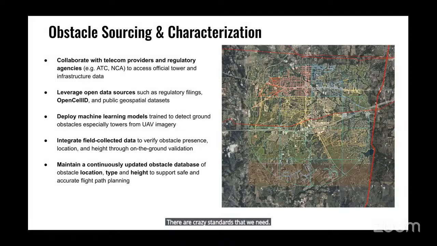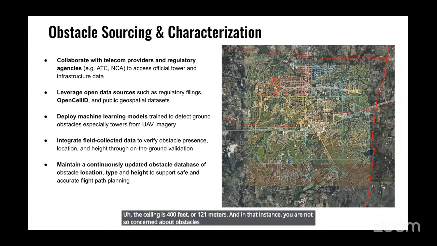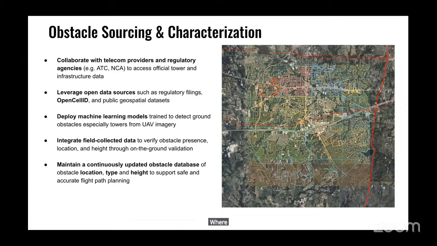We also do a lot of obstacle sourcing. Because the drones are flying autonomously, we need to know about any obstacle that is within the area they are flying. And I mentioned that when the drone is in transit, we are flying around 400. The ceiling is 400 feet or 121 meters. And in that instance, you are not so concerned about obstacles. But when we get to the health facility where we are scooping, then we want to make sure that we are capturing all the obstacles.